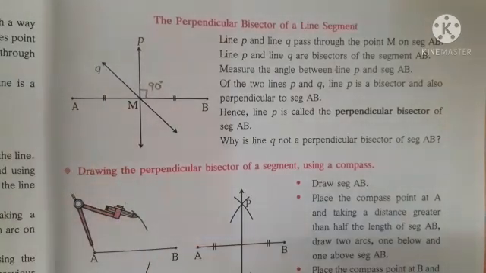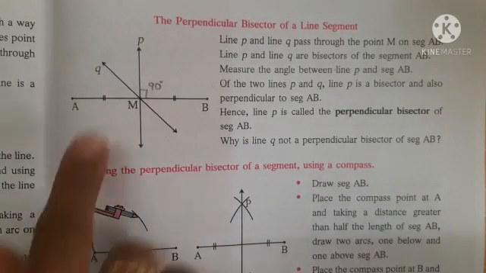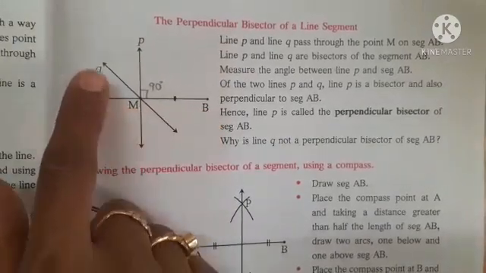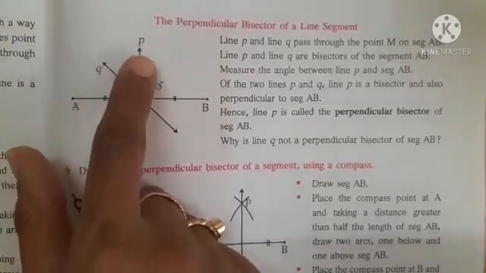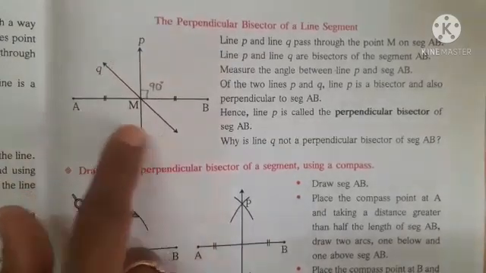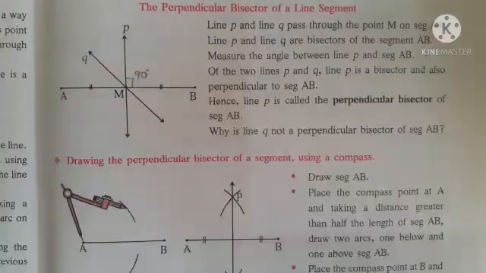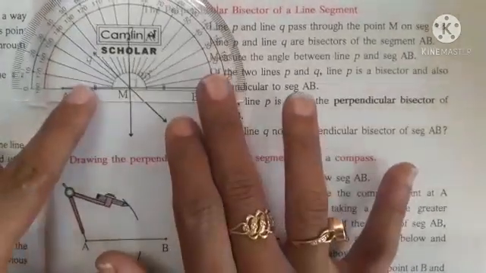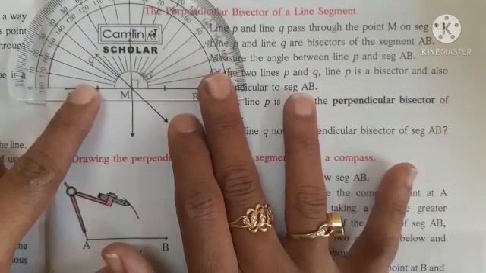As we all know that a segment has a perfect length. So here AM equals MB and M is the midpoint, and lines P and Q are passing through the midpoint. So they are called the bisectors. Measure the angle between line P and segment AB. Let's measure the angle between line P and segment AB.